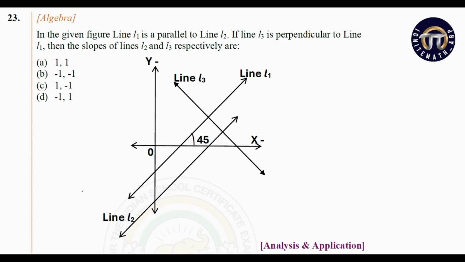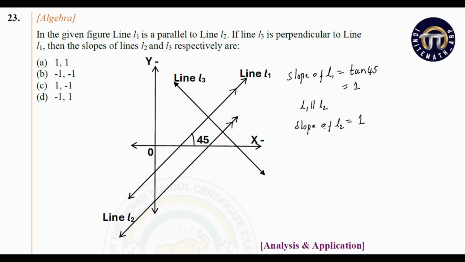In the given figure, L1 is parallel to L2. Here these two lines are parallel to each other. So if two lines are parallel to each other, their slopes are equal. If you observe the line L1, the inclination is 45. So I can write slope of L1 is equal to tan of inclination, that is tan 45, that is equal to 1. Clear? So since line L1 is parallel to L2, I can easily write slope of L2 is also equal to 1. Clear?